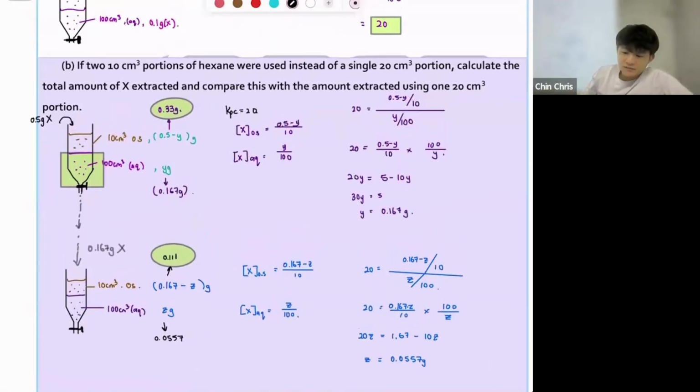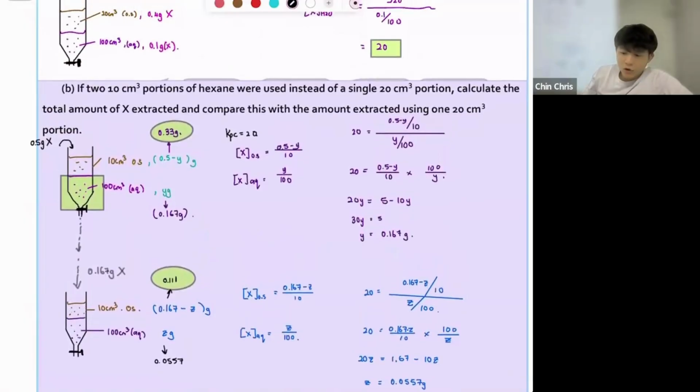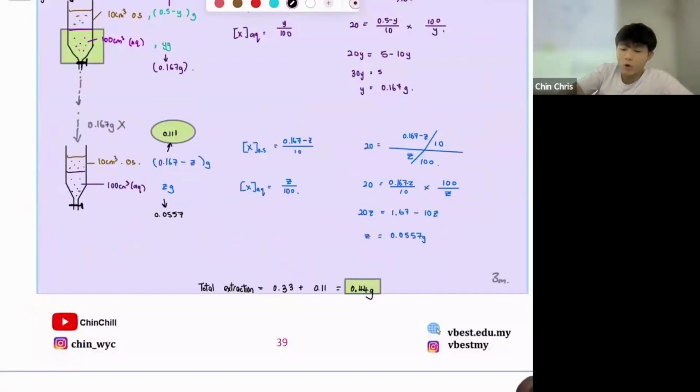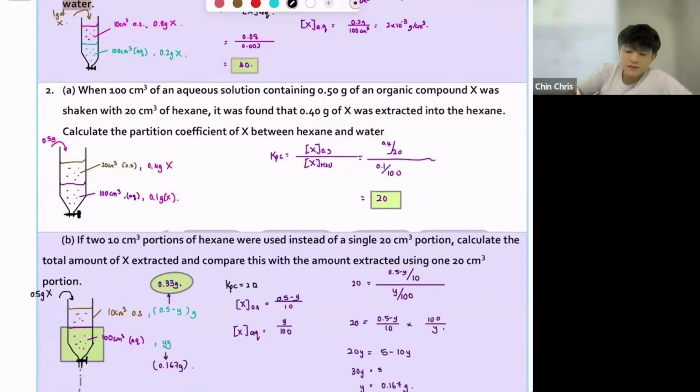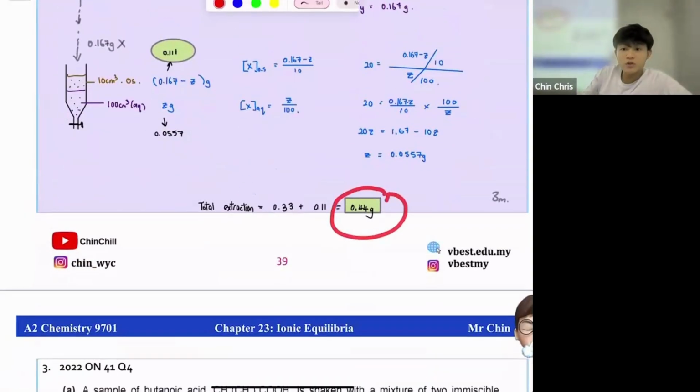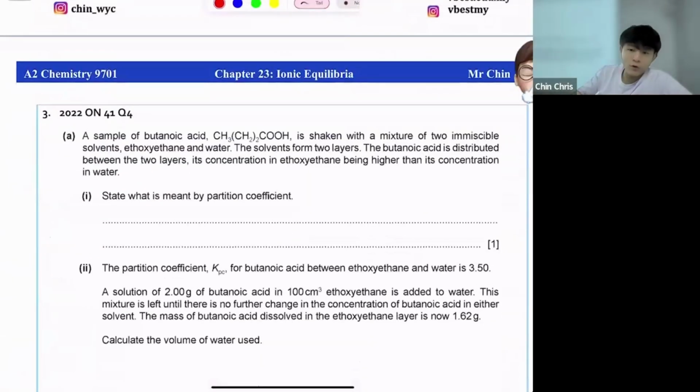About the comparison, oh yeah, comparison is okay. Comparison is just 0.04 gram more compared to the single extraction. Because single extraction, you are getting 0.4, right? Double extraction, you are getting 0.44. So it's just 0.04 gram more.